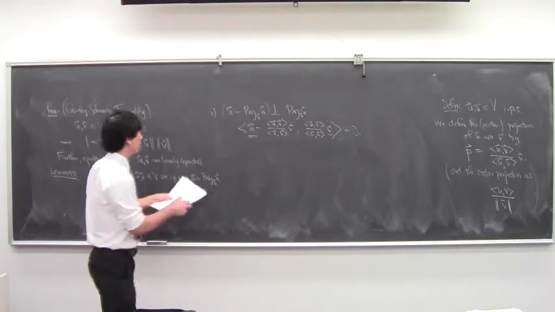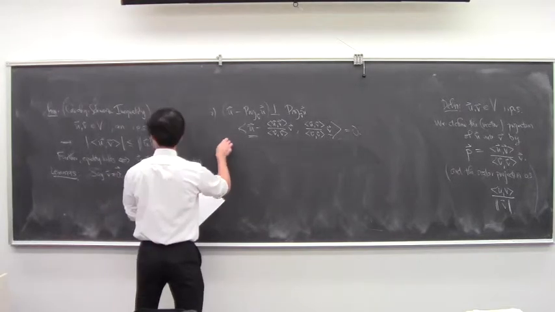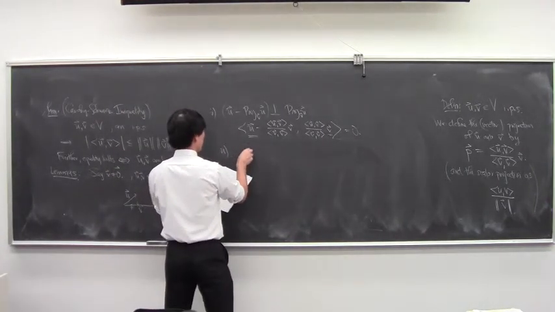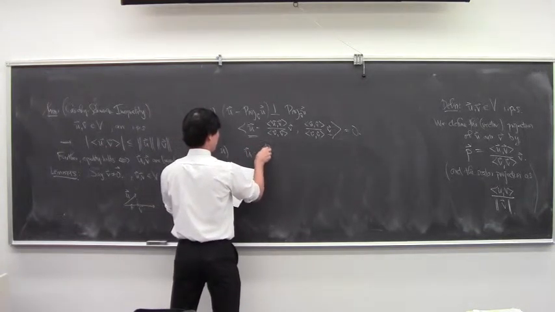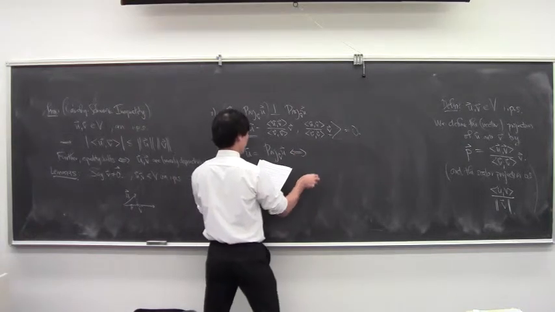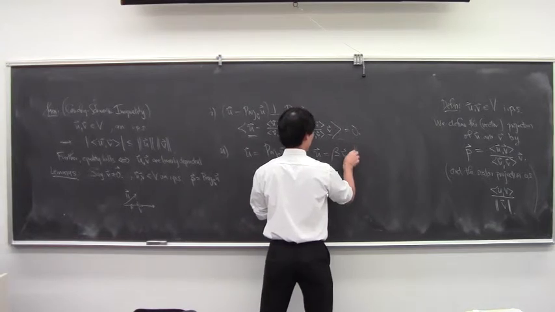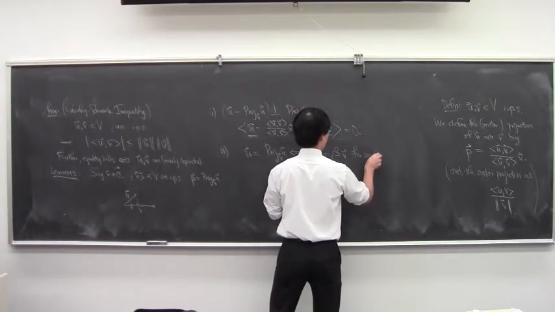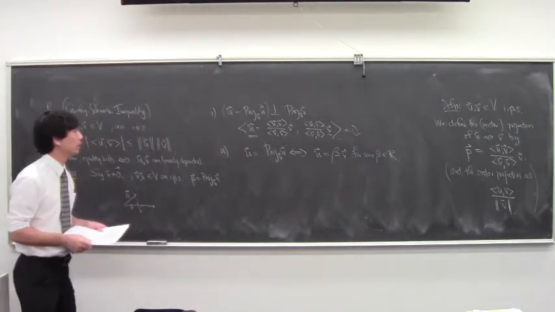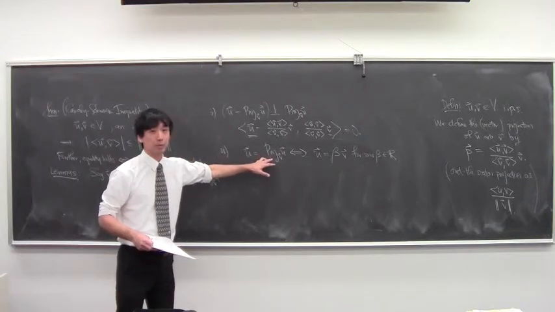Okay. Part 2. U equals the projection of U on V if and only if U equals beta V for some beta. U is equal to its projection if and only if U is some multiple of V.